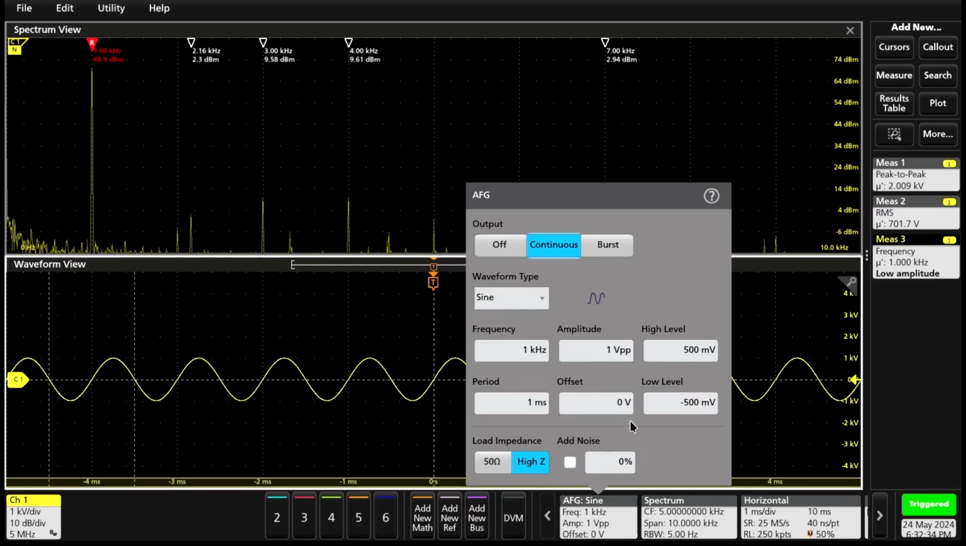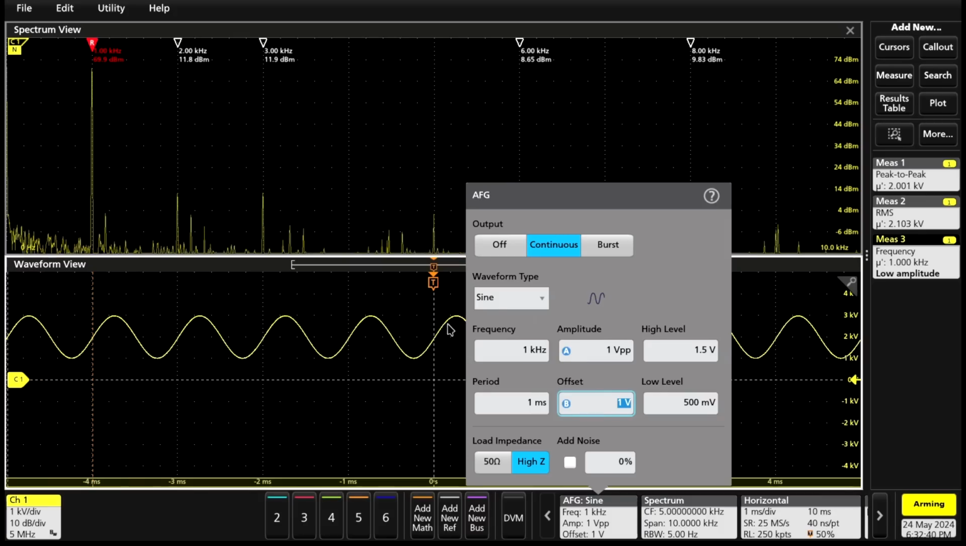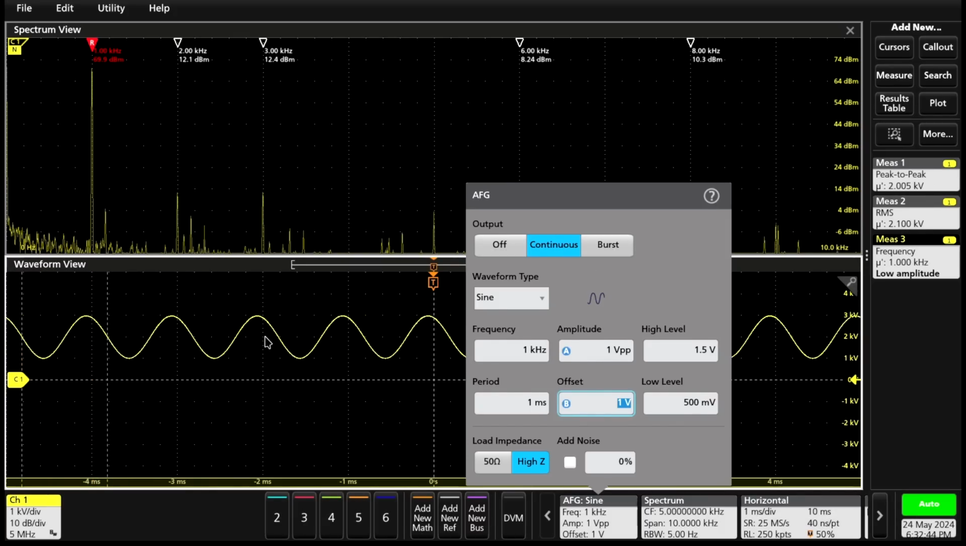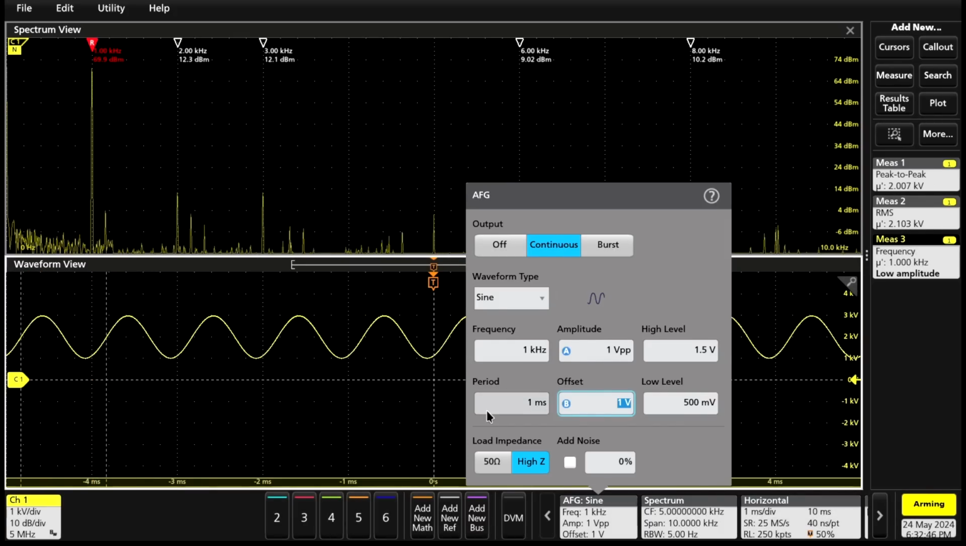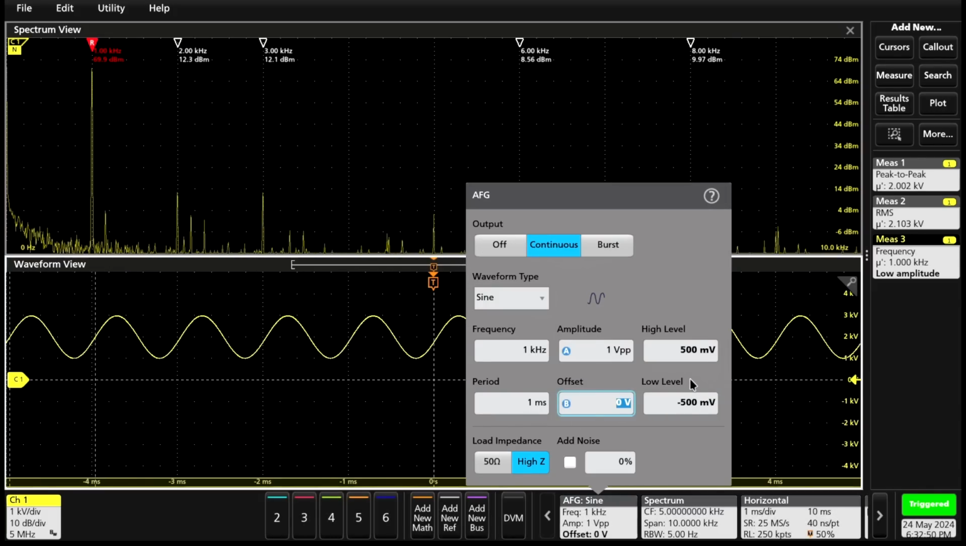So what I can do is I can add an offset. If I add a 1 volt offset, very carefully here, it's just going to shift this waveform. And now look at the RMS, it's now 2 kilovolt because it's dominated by the DC. So it's just amplifying everything. It doesn't really care.